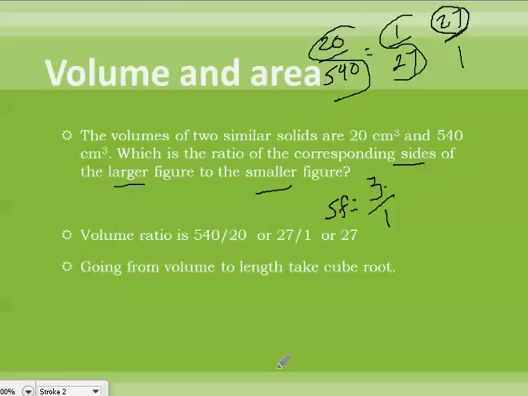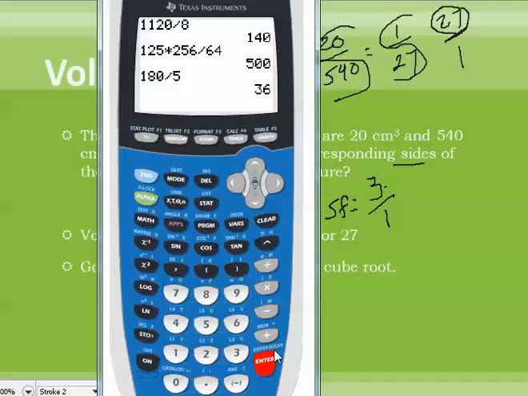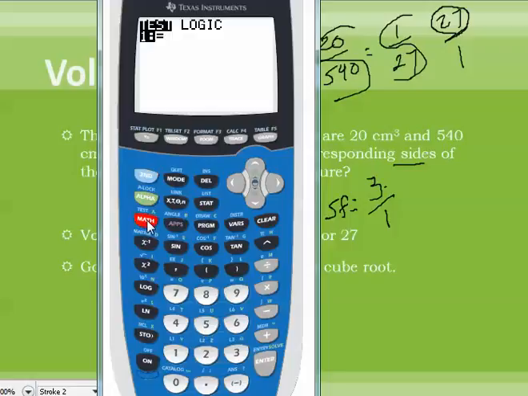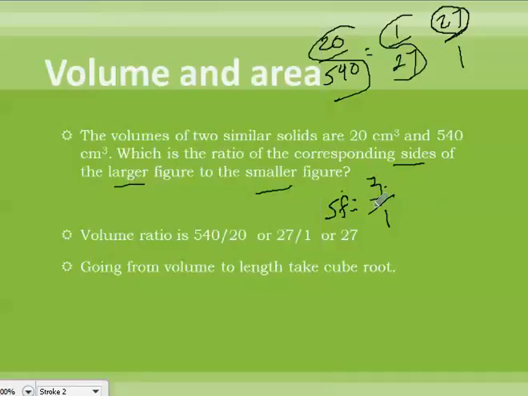Okay? Now, how did I find that scale factor? Well, I used the calculator to do it. I said, I need to know what the cube root of 27 is. So I pressed math here, and you see number 4 says the cube root. Since it was 27 that I was dealing with, I put 27 in there, and it tells me that the cube root of 27 is 3. So that's how I got 3 as the scale factor.